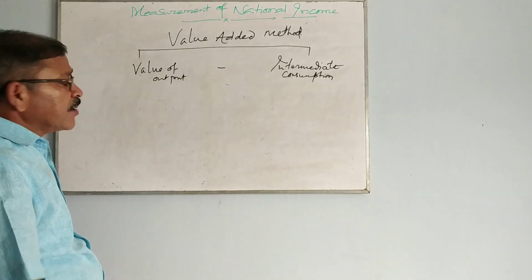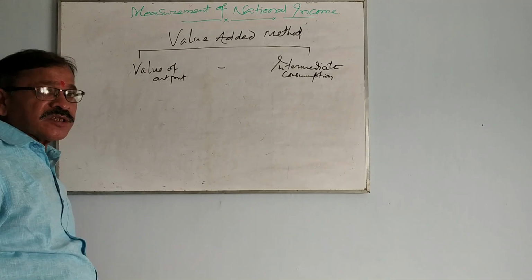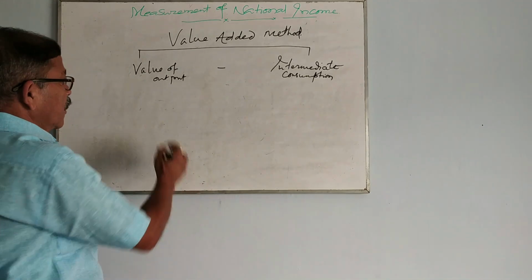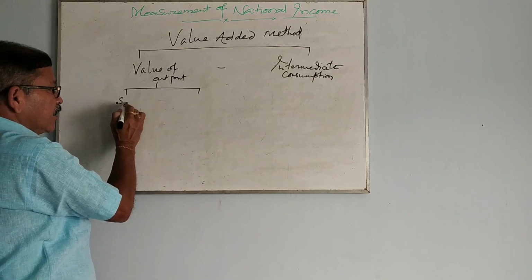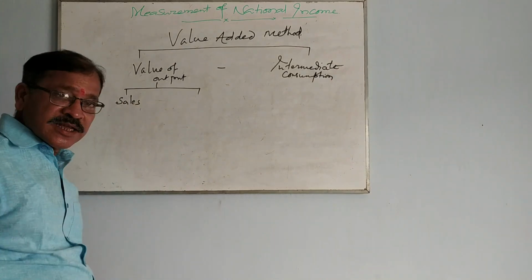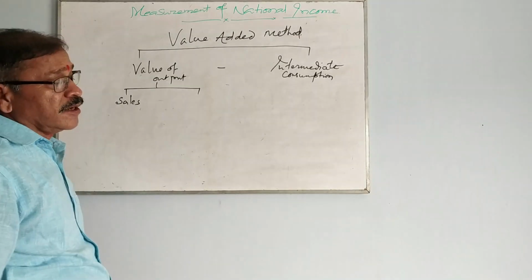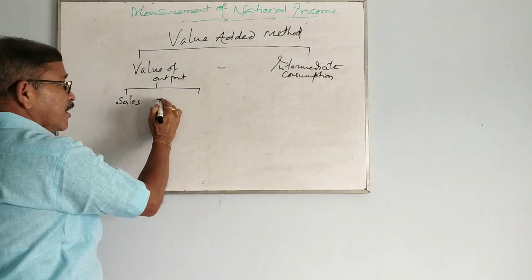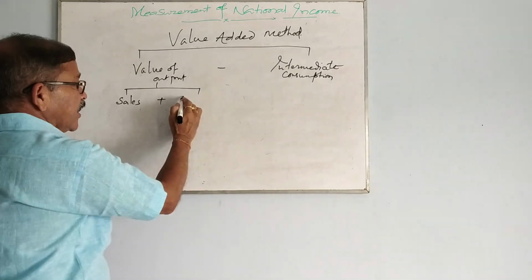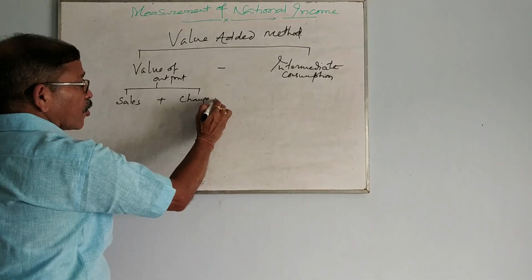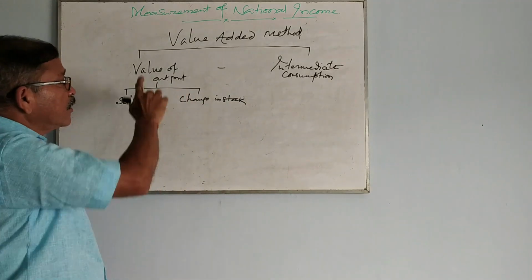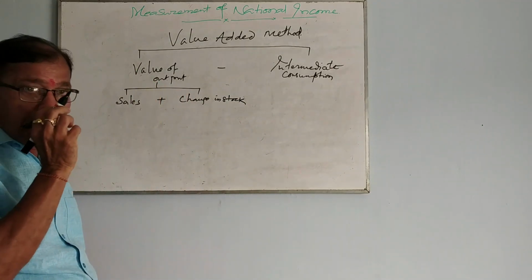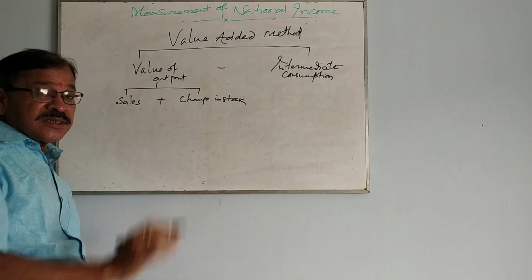Okay. So sometimes value of output is not given. In that case, you have to check whether sales are given in that particular question. Okay, if sales is given, then take sales and then change in stock. Both of these, if you add, you will get value of output. Sales plus change in stock.